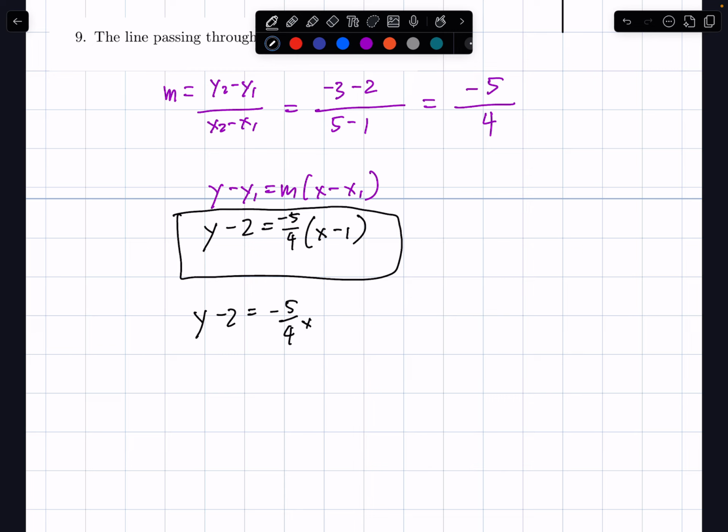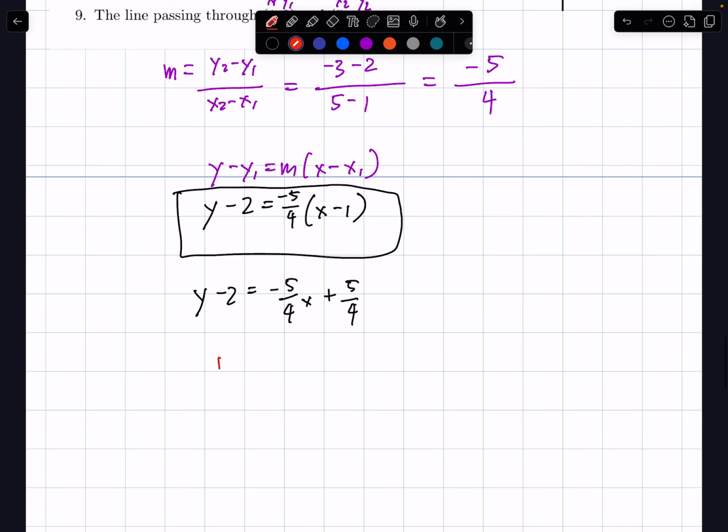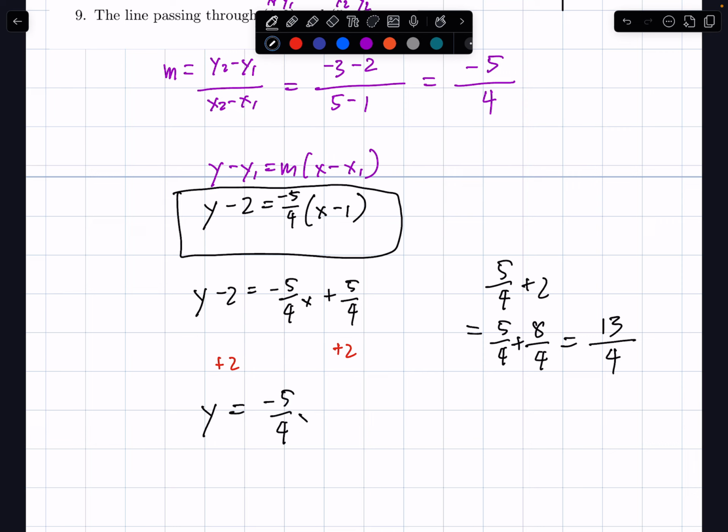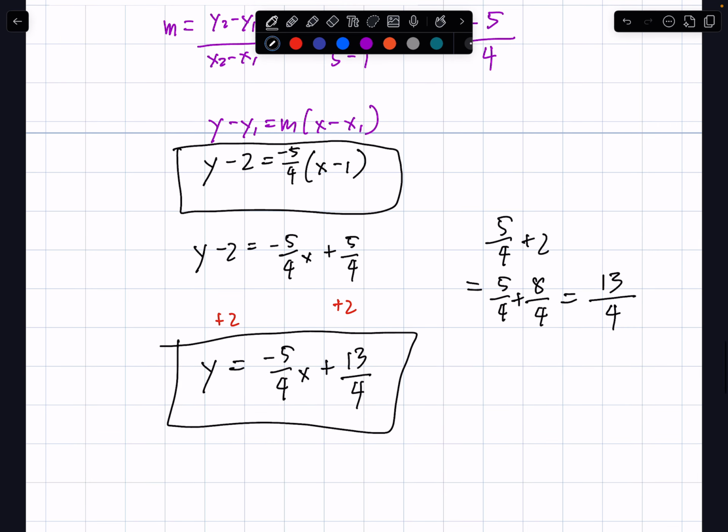-5/4 x plus 5/4, and then I'm going to add 2 to both sides. Well, I'm actually showing it this time. Okay, so 5/4 plus 2, that's 5/4 plus 8/4. 8 plus 5 is 13, so 13/4. So I've got y equals -5/4 x plus 13/4. That's the slope-intercept form. Okay, now to graph the thing.